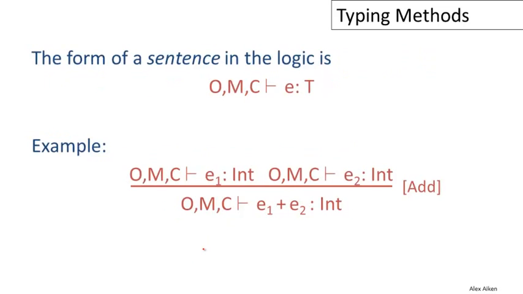So the full form of a sentence in the Cool type checking logic looks like this, and is read as follows: under the assumption that the object identifiers have the types given by O, that the methods have the signatures given by M, and that the expression sits in the class C, then we can prove that the expression E has the type T. And here's an example, the rule for addition again, written out with the full environment.